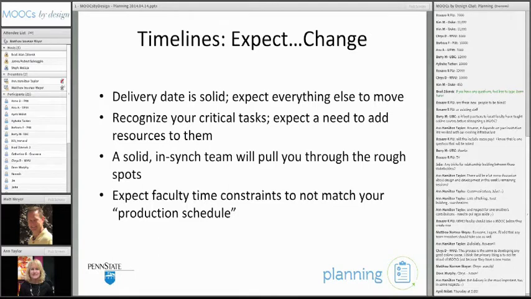And also recognize that the faculty members' time, and I will say that actually we should say any team member's time, may not match your ideal production schedule. People get sick, people go on vacation, people have babies. You're not necessarily going to all be there when each person needs you to be. So you've got to have some flexibility.